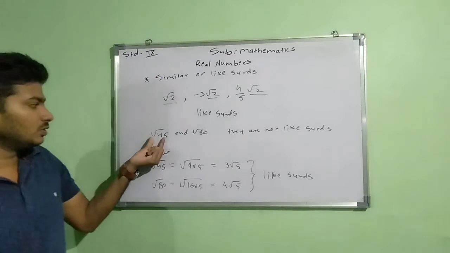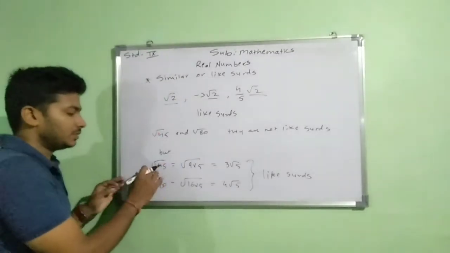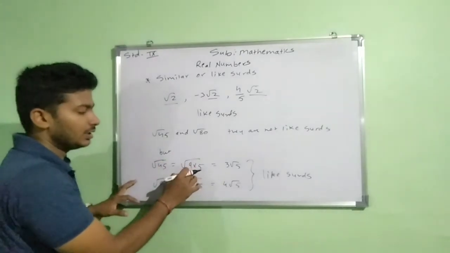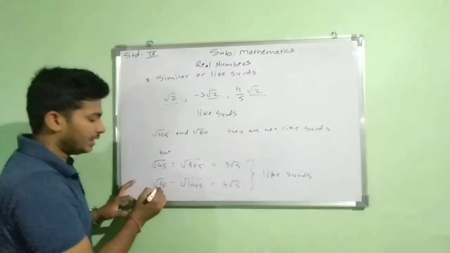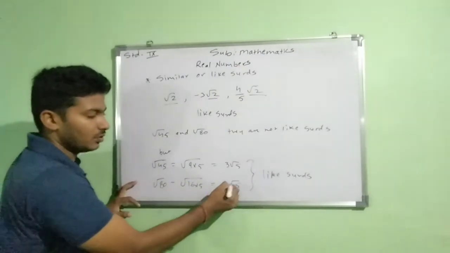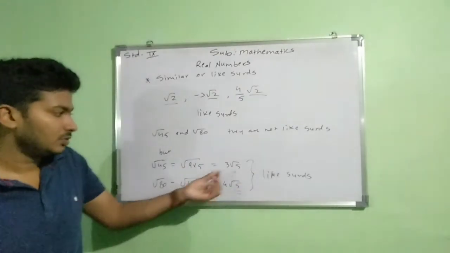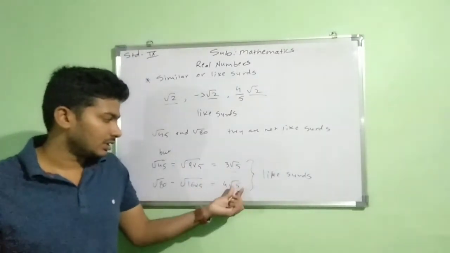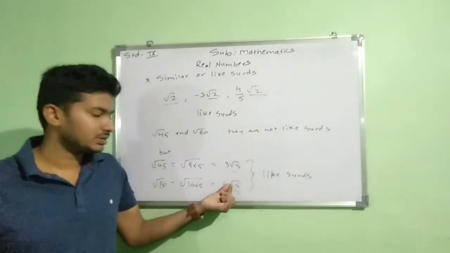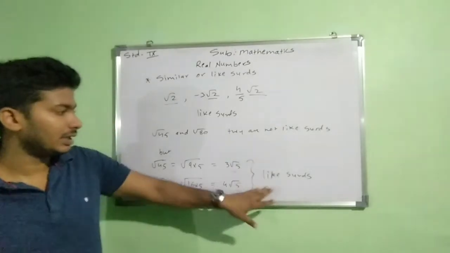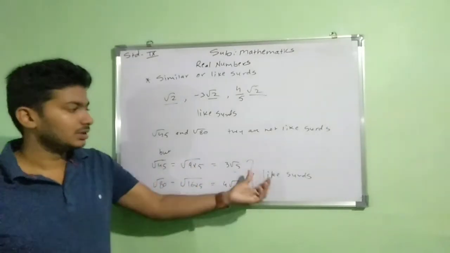But if you write those numbers in the simplest form, under root of 45 we can write as 9 into 5, and 9 we know is a perfect square, so we can write 3 root 5. And 80 we can write as 16 into 5, which is 4 root 5. So if you do it in the simplest form, we can see here that the radicands are the same, that means under root 5, and their orders are also the same. So at that time we can say that under root 45 and under root 80 are like surds.